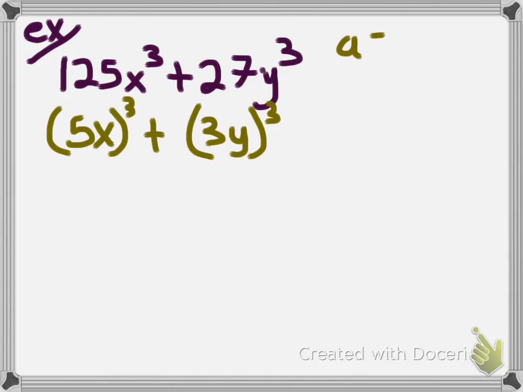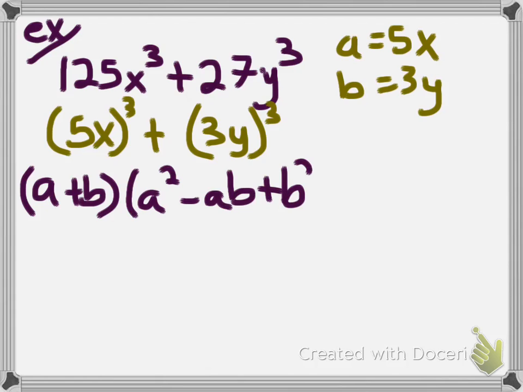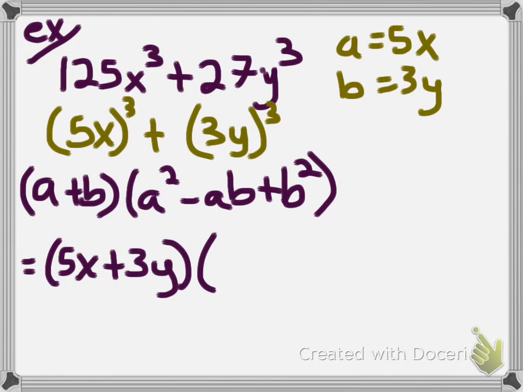Let me write this over here. Our a was the 5x, and our b is the 3y, going back to that pattern on the previous screen. With that pattern in mind, I'm going to write it one more time: a plus b times a squared minus ab plus b squared. I'm going to try to follow along with that exactly. My a was 5x plus my b, which is 3y. Close parentheses. The next thing I have is a squared. My a is 5x, so I need to square the 5, and I need to square the x. And then the same thing the other way around.